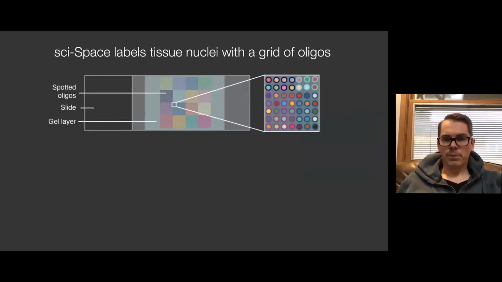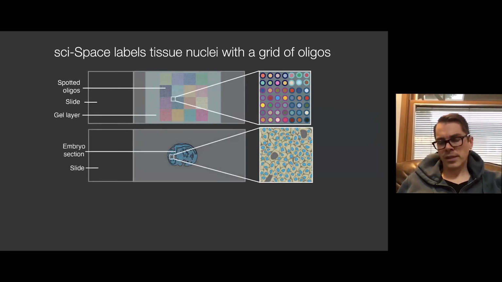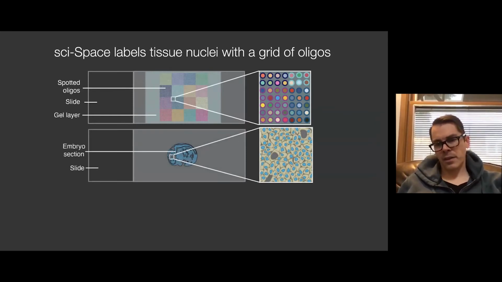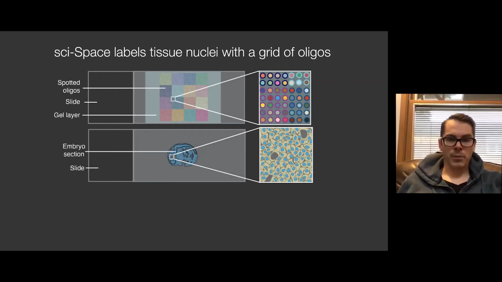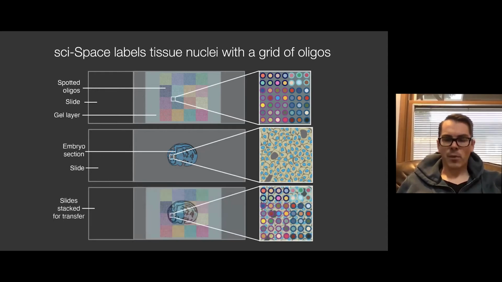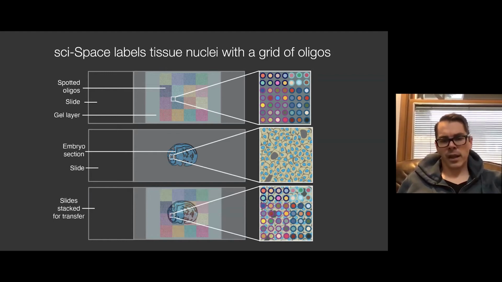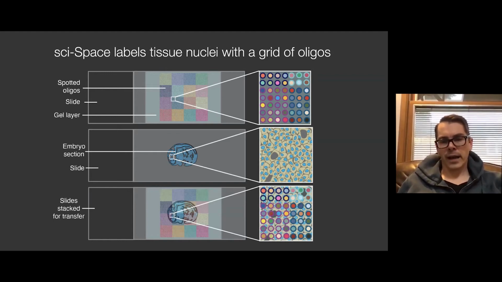And then we just kind of sandwich one of these slides together with another slide that has a thin layer of tissue on it, like from an embryo, like a section. And then what will happen is that the labels will just kind of diffuse off the glass slide and onto the tissue slide. And then when we pull the nuclei out of the tissue, we can look at the oligos and the labeling oligos and map each cell back to kind of where it was in the tissue section.